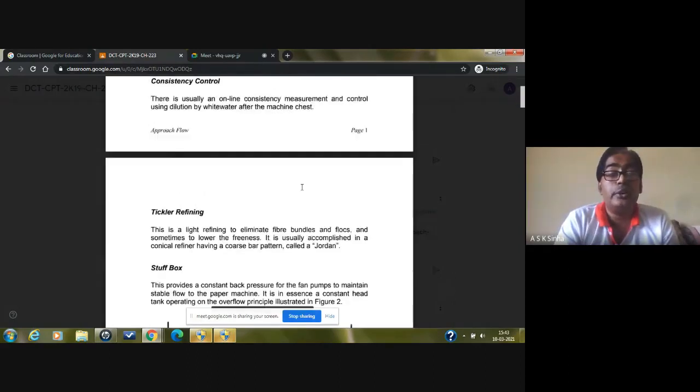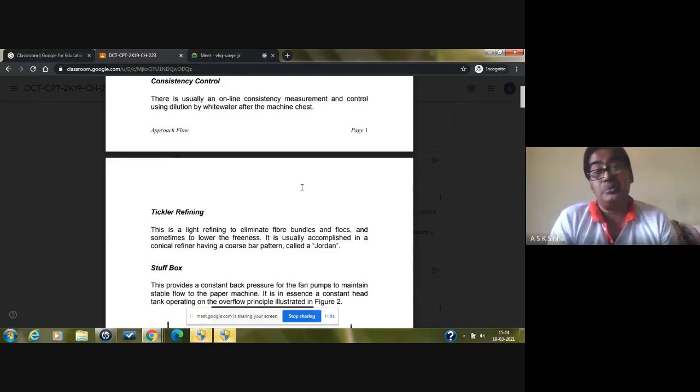Consistency, you know already. So basically, the fiber percentage in a given volume of the slurry. Generally we are measuring the consistency in 100 ml of the pulp slurry. So if you have, for example, 5 gram of fibers or solids present in the 100 ml, it is called 5% consistency. If we have 10%, that means 10 gram of fiber is present in 100 ml volume of the sludge. So it's very important to measure the consistency.